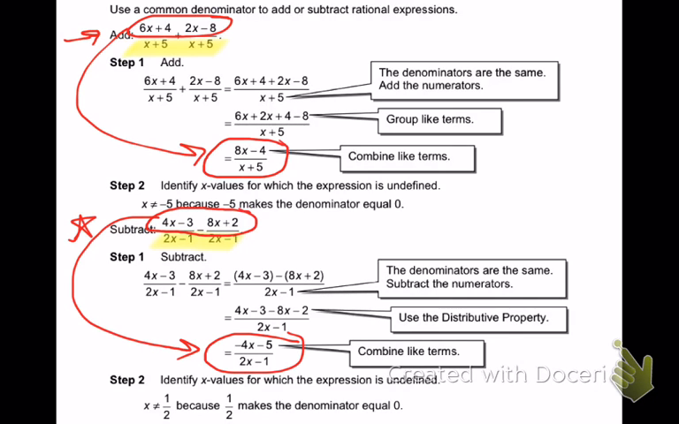And again, I'm still going to state where my x values are undefined. Basically, where is it always going to be undefined? What cannot be in the denominator? What number? 0. 0 cannot be in the denominator, so we get undefined then.